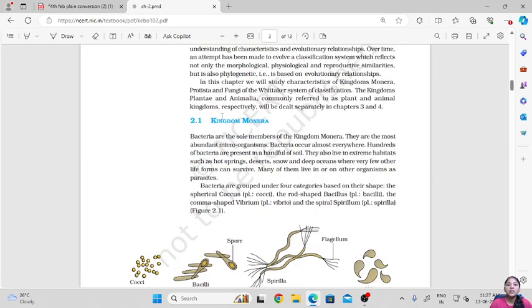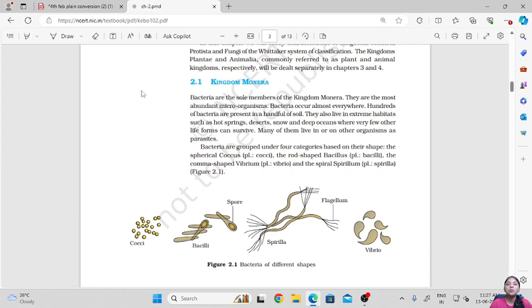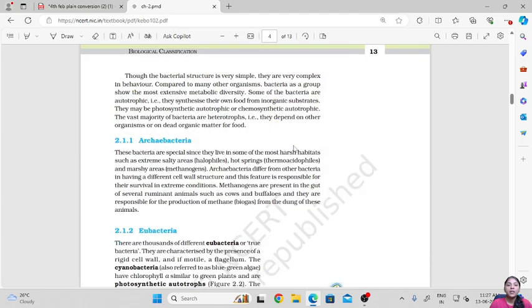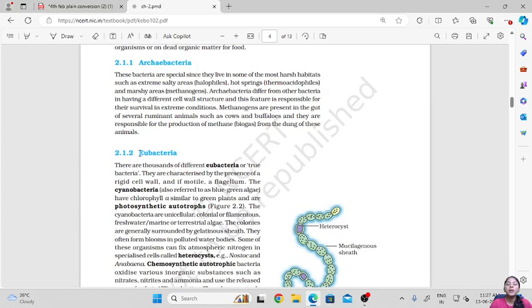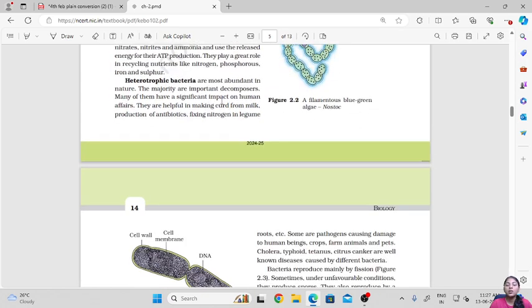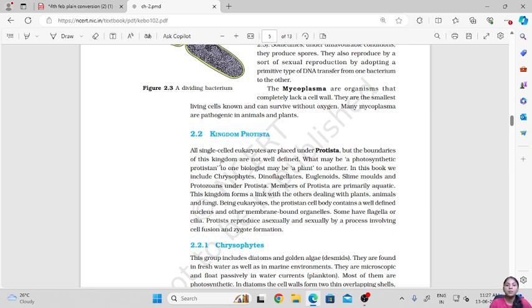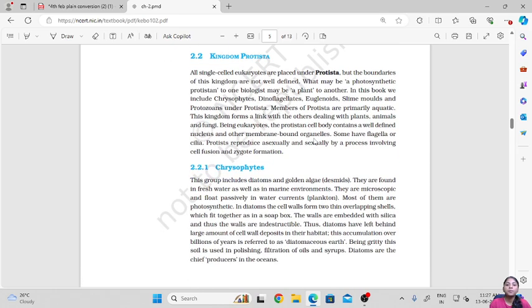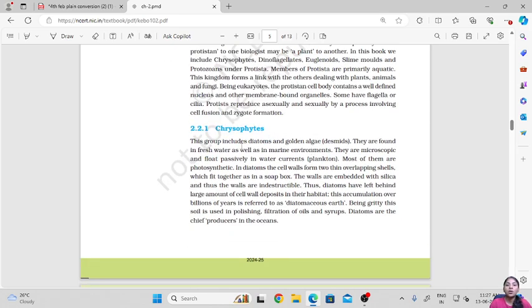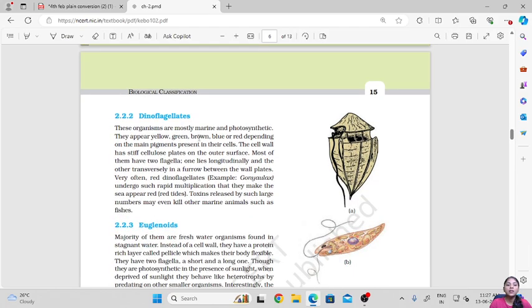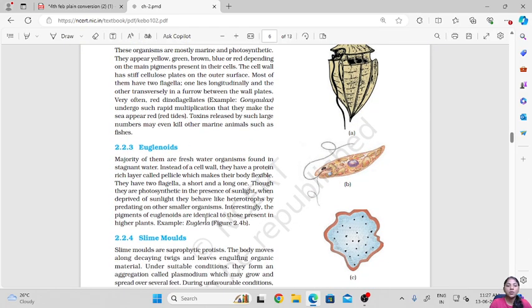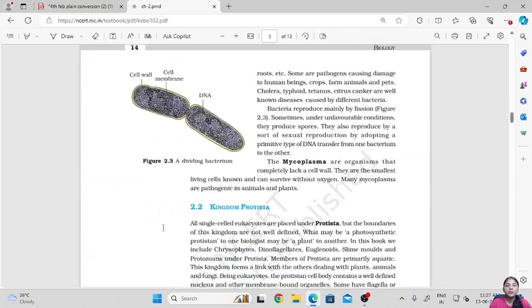So we had discussed about the kingdom Monera, which mainly consisted of bacteria as the sole members. Then we had seen that the bacteria are divided into 2 types, that is archibacteria and eubacteria, or the true bacteria. Then we had started with the kingdom Protista, all the single cell organisms that came under this kingdom, and we had already talked about chrysophytes. So today we will learn what are dinoflagellates, euglenoids, slime molds and protozoans.